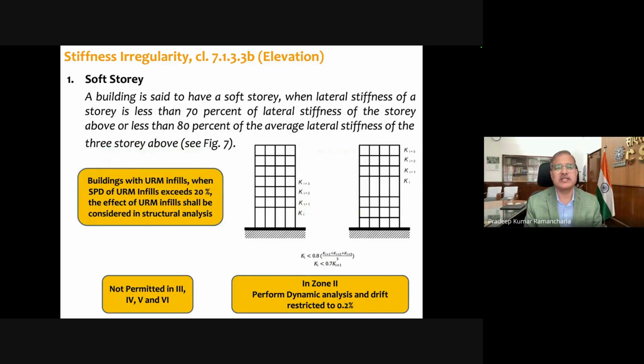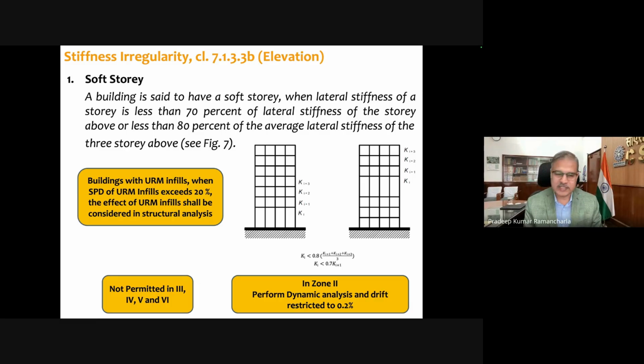Then next one is coming to soft story. So the definition of soft story is the same. There is no change in the definition from the earlier code. What it says is, soft story definition is simple: if any story's stiffness, that is lateral stiffness, is less than 70% of the floor above or less than 80% of the average of 3 floors above, then we declare it as a soft story. That story is a soft story.